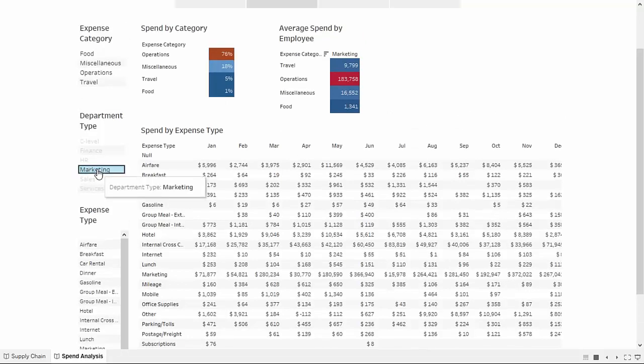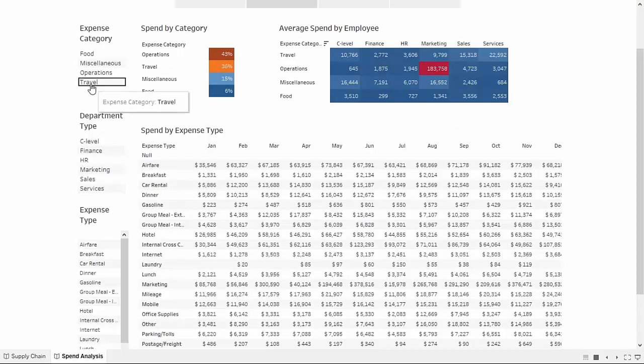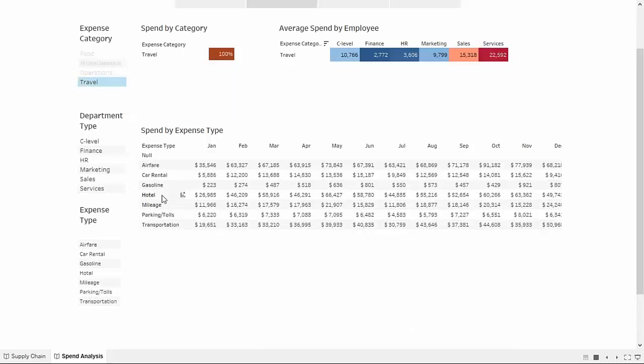We can further look into each of the expense categories and look at the breakdown. As I said earlier in my first dashboard, travel contributes to most of the utilization. Where have we spent most of our money? And clearly airfare and hotels are the ones where we have spent the most. Maybe it gives us an opportunity to look back in the way we spend our money.